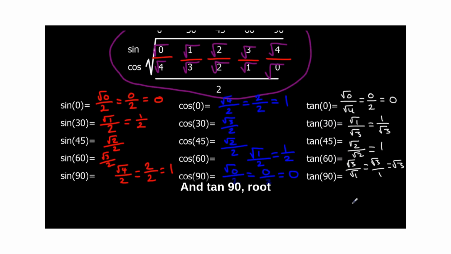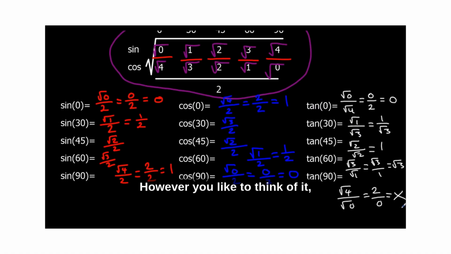And tan 90, root 4 over root 0, which is 2 divided by 0, which actually isn't possible, you can't divide by 0. So not possible, no answer, infinity, however you like to think of it. You cannot divide 2 by 0, because how many zeros go into 2? You can keep counting zeros forever, for infinity. So it doesn't divide.